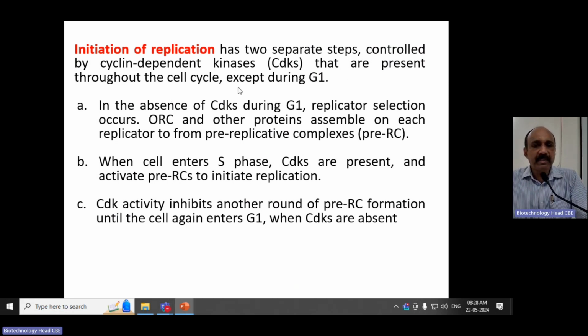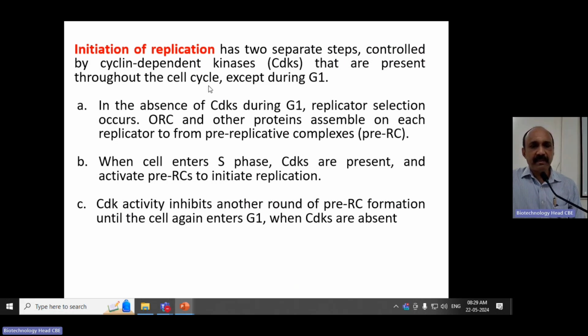So these are present throughout the cell cycle except during the G1 phase. In the absence of CDKs during G1, the replication licensing occurs, and the ORC and other proteins assemble on each of these origins to form the pre-replication complexes. When the cell enters S phase, the CDKs are present and activate the pre-replication complex to initiate replication. The CDK activity inhibits another round of pre-replication complex formation until the cell again enters the G1 phase when the CDKs are absent.